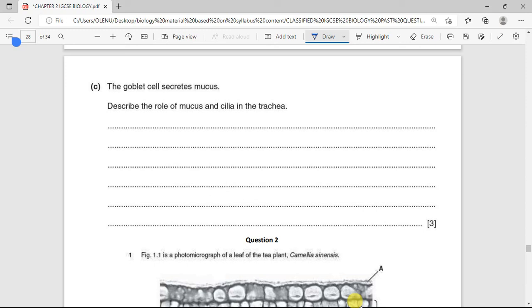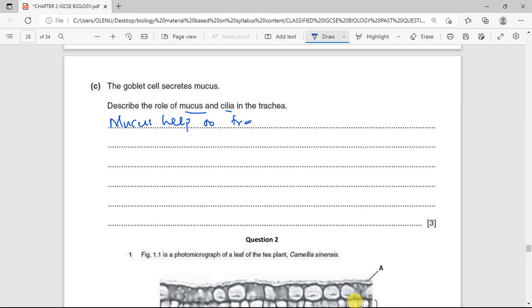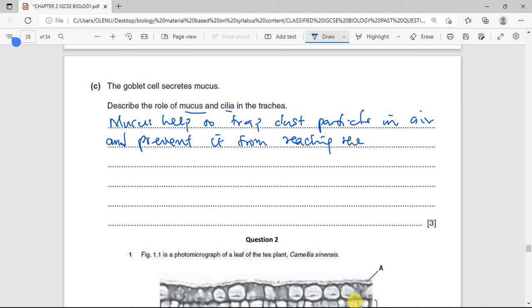in the trachea. So we're looking at two things: role of mucus and cilia. Mucus, this is not chapter 2 though, but mucus helps to trap dust particles in air and prevent it from reaching the gas exchange surface.